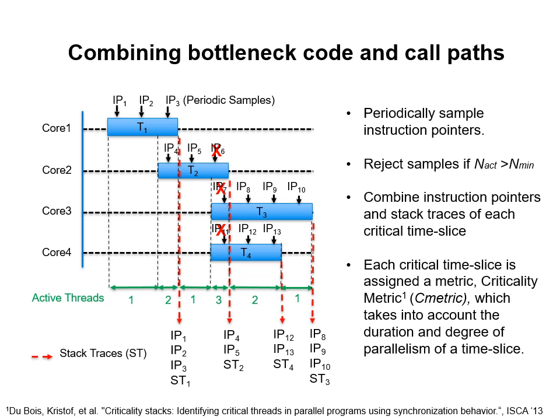Moreover, each time slice is assigned a metric which considers its duration and degree of parallelism. This metric, named CMetric, distinguishes threads that execute for short periods with low parallelism from those that execute for longer periods with a similar low degree of parallelism.